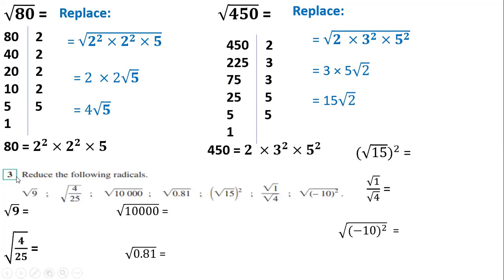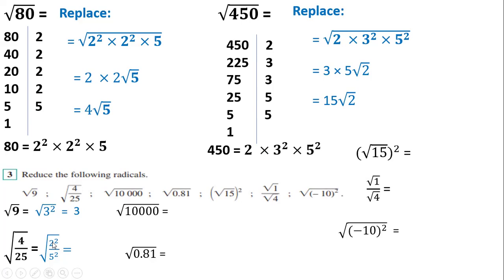Now, in exercise number 3, reduce the following radicals. I did like this before. Radical 9 can be written as a perfect square. It's written radical 3 squared. The square cancels the radical, it's 3. Let me solve this example with you. This is a fraction inside the radical. So what is 4? Can we write it as a perfect square? Yes, it is 2 squared. So instead of 4, I write 2 squared. Instead of 25, I write 5 squared. So I have radical 2 squared over 5 squared. Now the 2 squared comes outside as 2 and the 5 squared comes outside as 5.